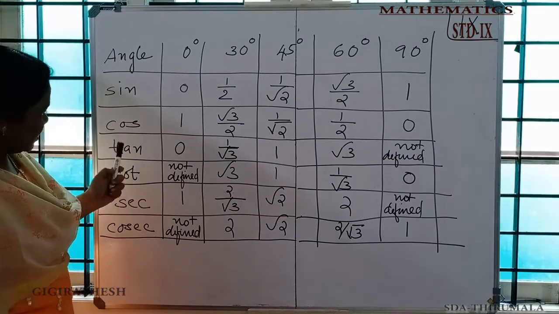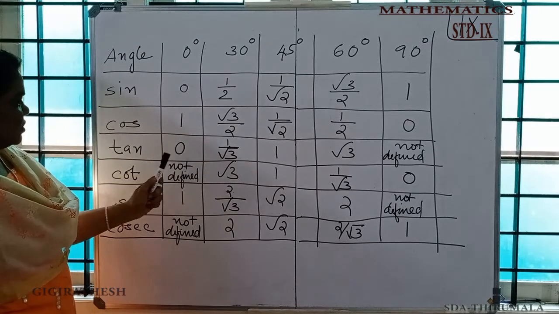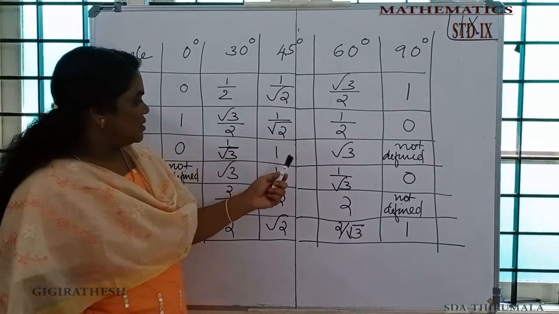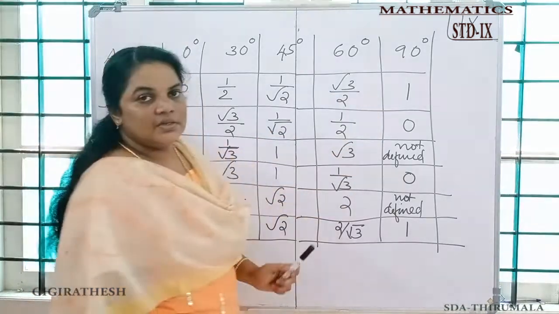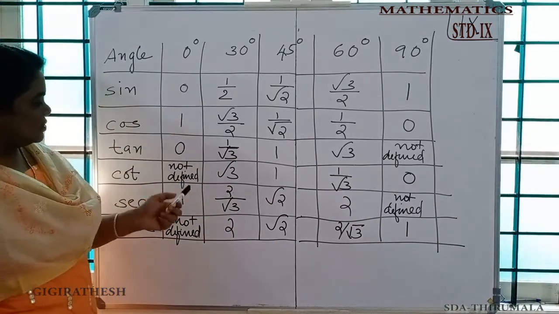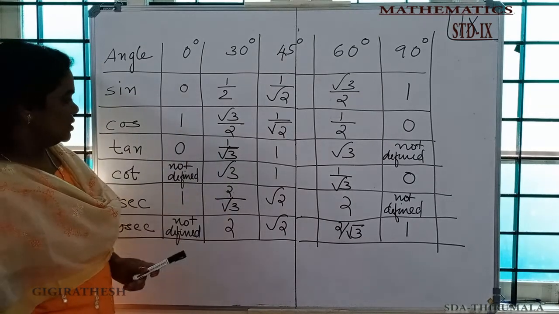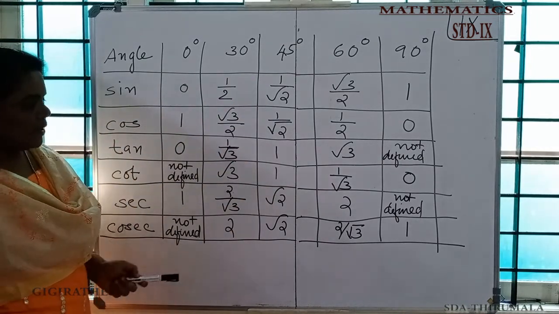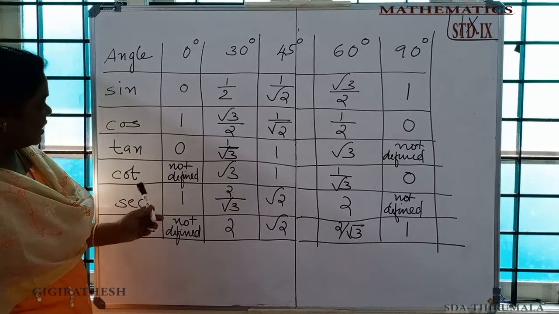And what are the tan values? Tan 0 is equal to 0, tan 30 is equal to 1 by root 3, tan 45 is equal to 1, tan 60 degrees is equal to root 3, and tan 90 is not defined. Tan 90 is infinity, so not defined. Also cot 0 is not defined, it is also infinity. Cot 30 degrees is equal to root 3, cot 45 degrees is equal to 1, cot 60 degrees is equal to 1 by root 3, and cot 90 is equal to 0.